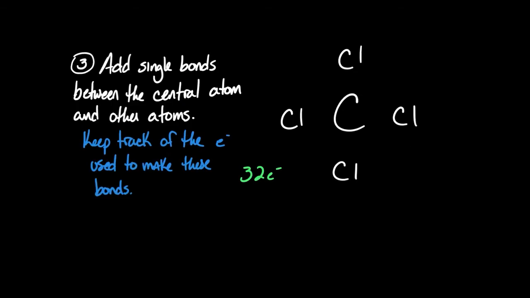In the third step, we're going to start distributing these 32 electrons, and we're going to do that by adding a single bond between the central atom, in this case carbon, and all of the outside atoms, the chlorines. So 1 bond between each chlorine and the carbon. Now we want to keep track of the electrons we're using, so each one of those bonds uses 2 electrons, and there are 4 bonds, so 32 minus 8 is 24. So I have 24 electrons remaining to place in my structure.